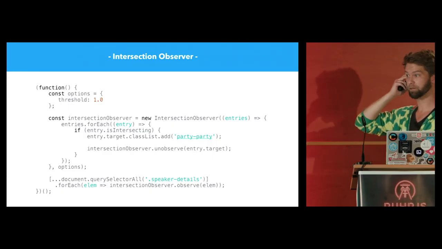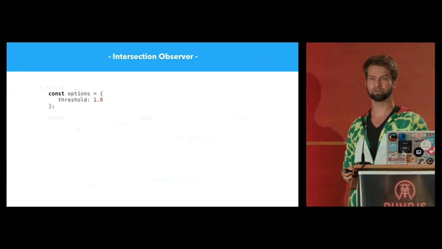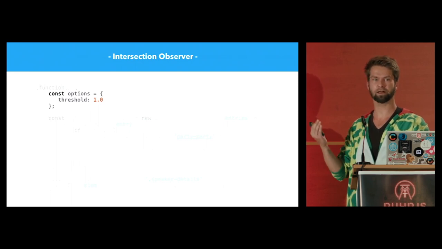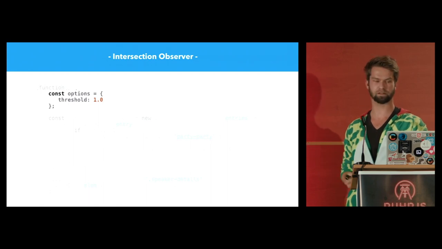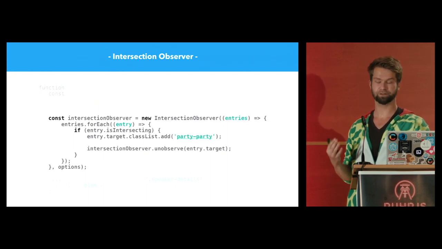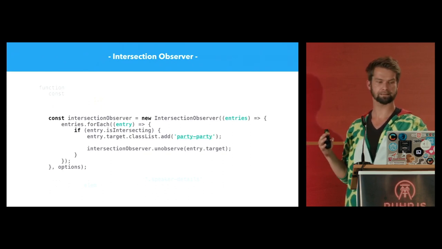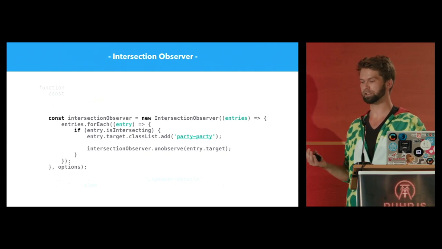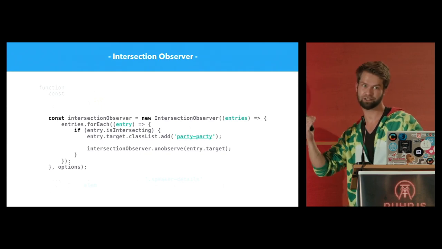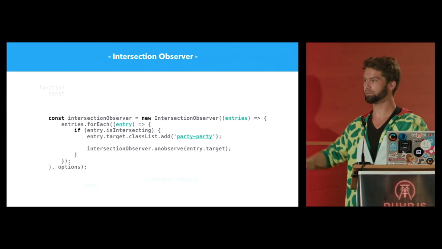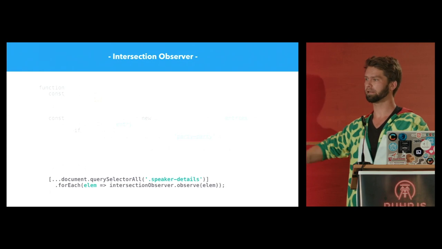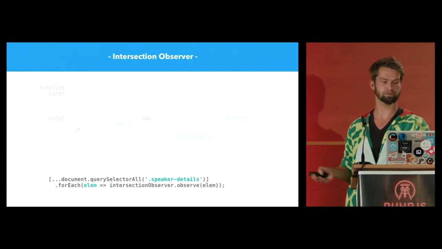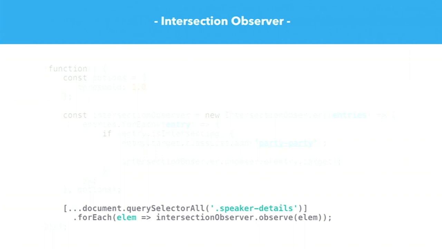This is an intersection observer implementation. So I have to define some options. There's a threshold value, and I'm defining 1.0 here, which means that I want to be notified when the whole element is visible. Then I'm initializing a new intersection observer. And then I've got some entries, and then there's this intersecting property, which tells me if the element is intersecting the current viewport. And if this is done, because I don't want to do this several times, I'm unobserving the thing. And then I'm just grabbing all the elements I want to watch out for, and I'm calling observe. I think that's pretty cool.